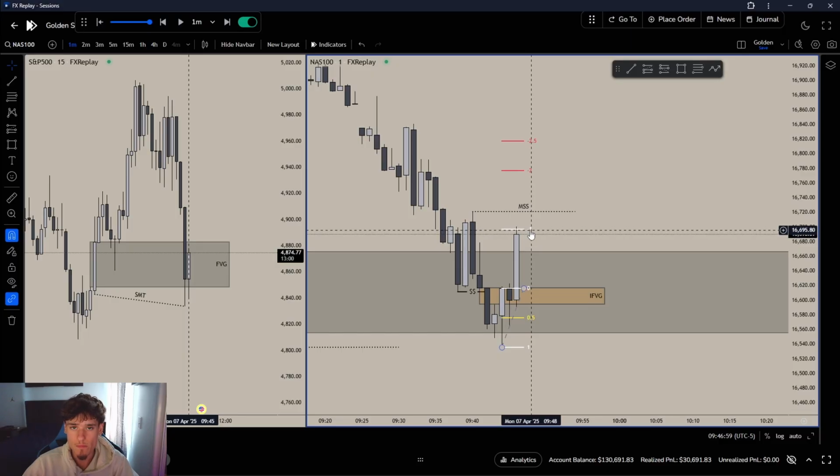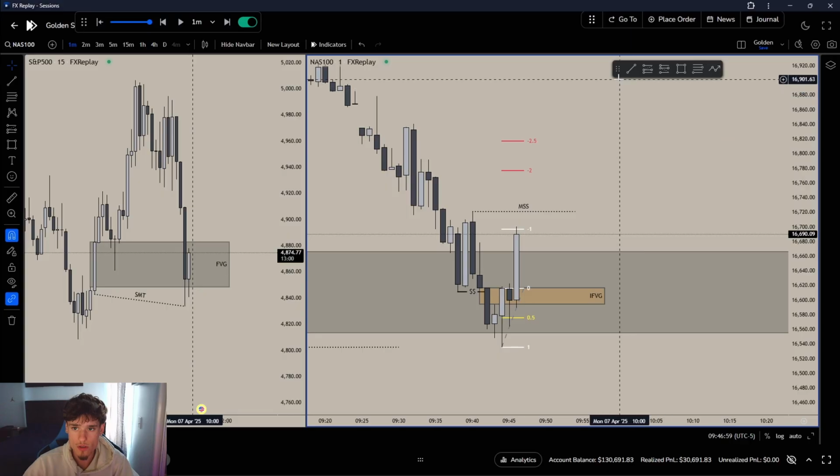-1 can be your partials. You could take 50% off and now continue pushing, and -2 can be your full take profit. Or of course, you can always target this as a previous high.